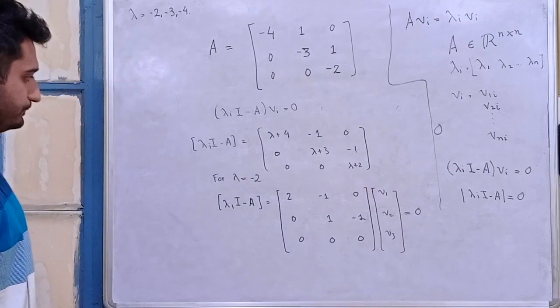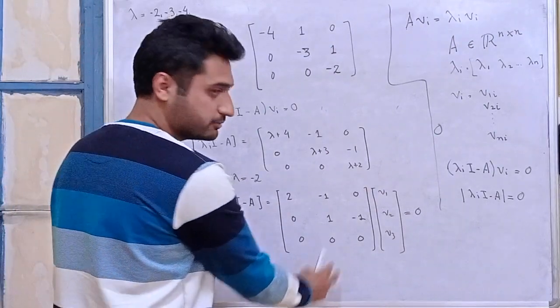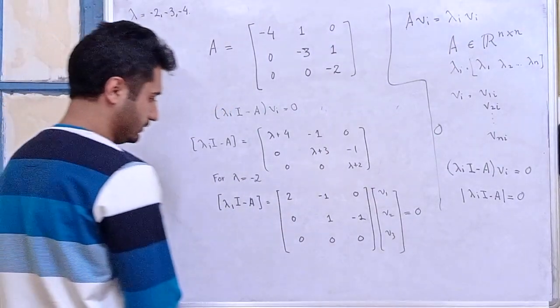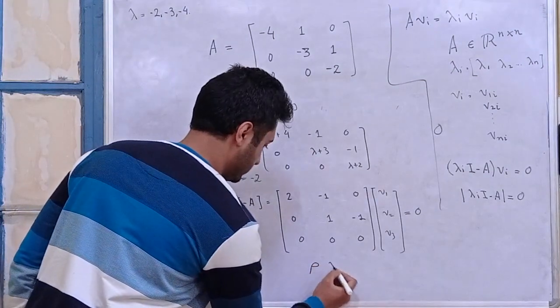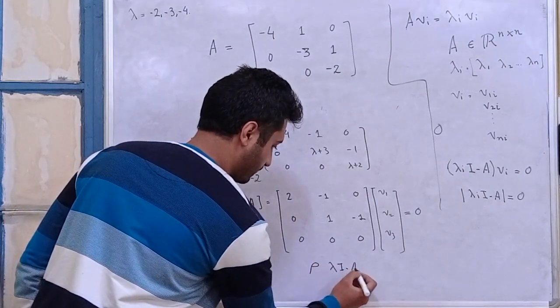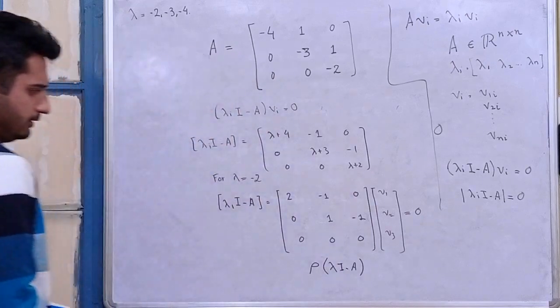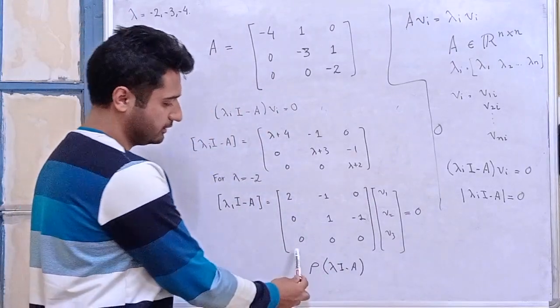So if you see, what's the rank of this matrix? What's the rank of this lambda I minus A matrix? 2. You can very easily see the last row is 0.